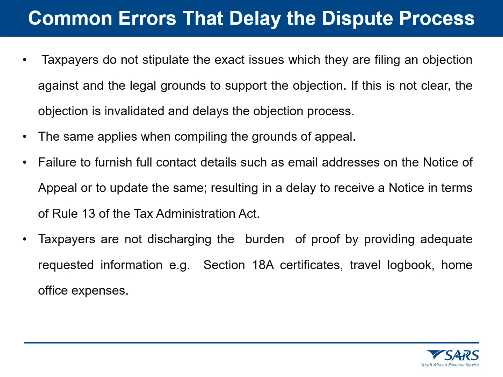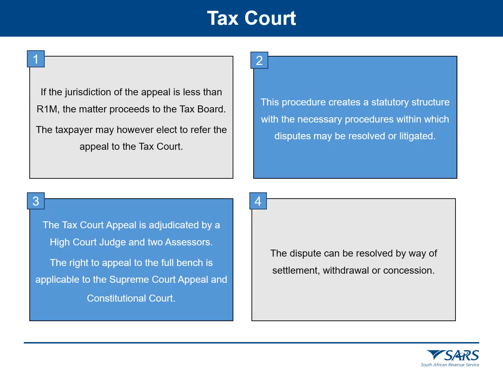Failure to furnish full contact details, such as the email address, on the notice of appeal or to update the same, results in a delay to receive the notice in terms of Rule 13 of the Tax Administration Act. Taxpayers are not discharging the burden of proof by providing adequate requested information, such as Section 18 Capital A certificates, travel logbooks, or home office expenses.